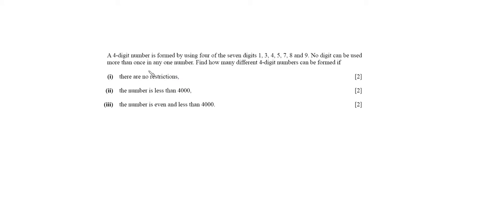Now let's look at the first one. Number 1, there's no restriction. It means the total number of choices that you can select is 7. So we have this nPr, and there are a total of 7 choices. But out of these 7, you are only allowed to take 4 of them. To form the 4-digit number, you only take 4. So the r is 4.